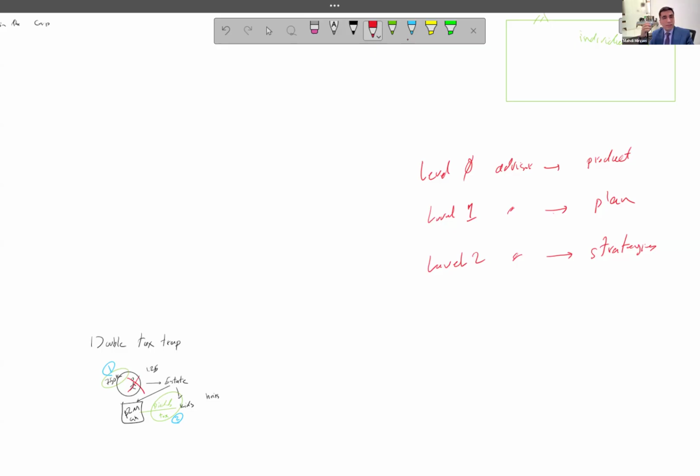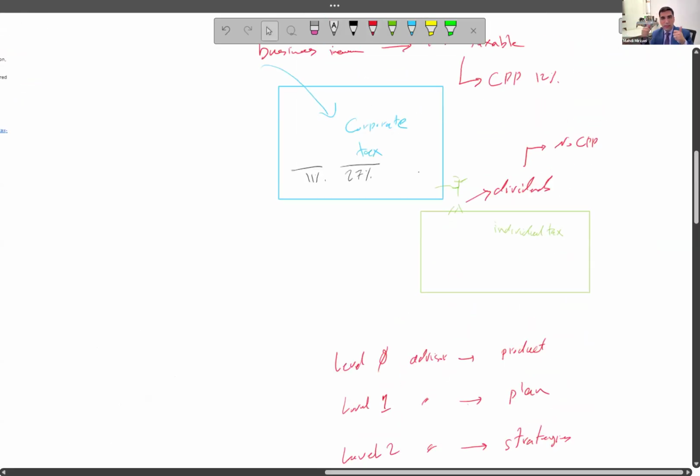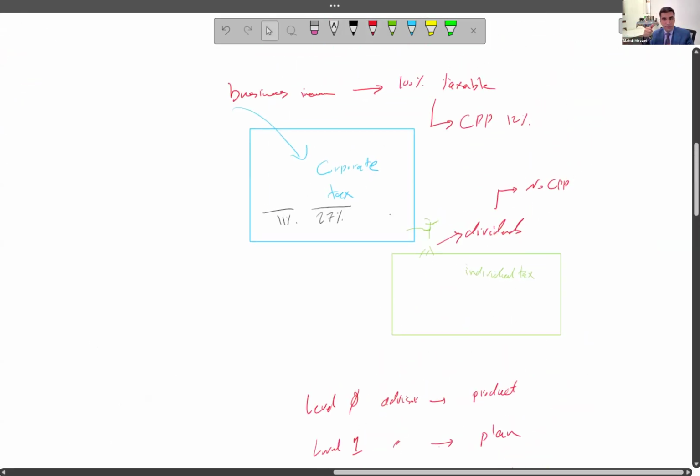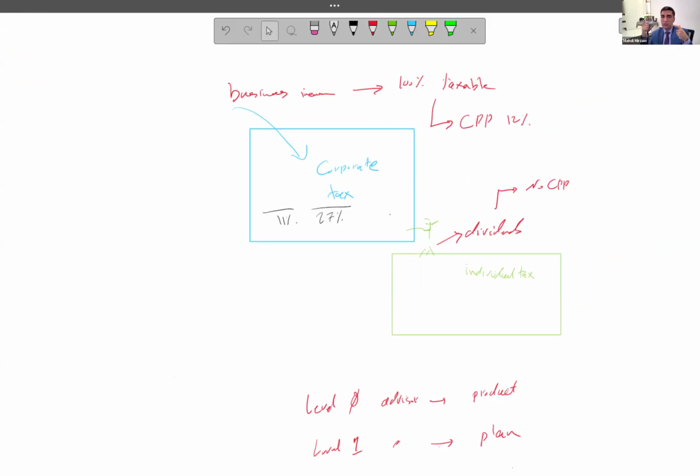So, this is a strategy that you can do when you are planning for the future. So, are we good? Is it clear? In this strategy, we are changing the nature of income from business income to dividend. Business income, 100% taxable, CPP. Dividend is less taxable and what? And no CPP for them.